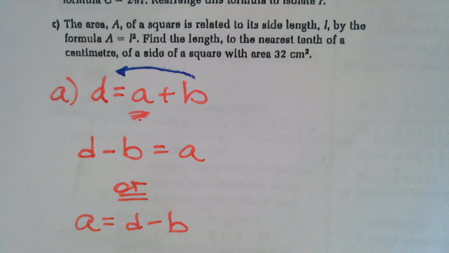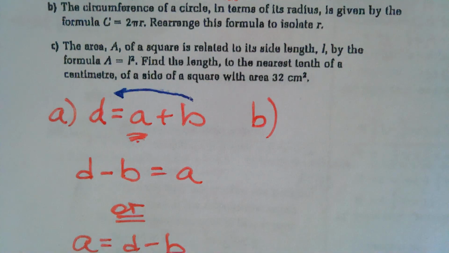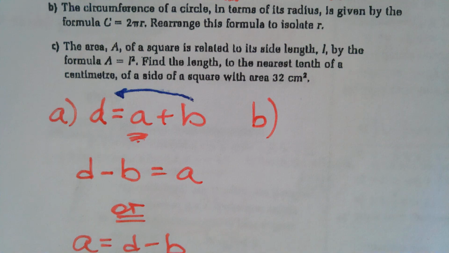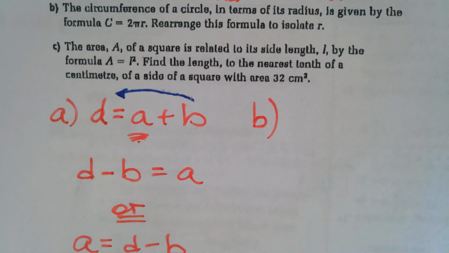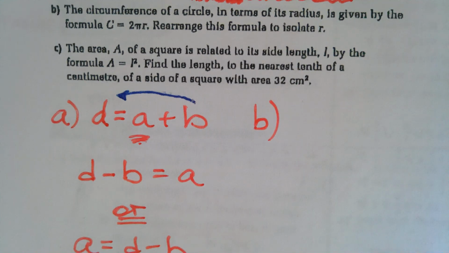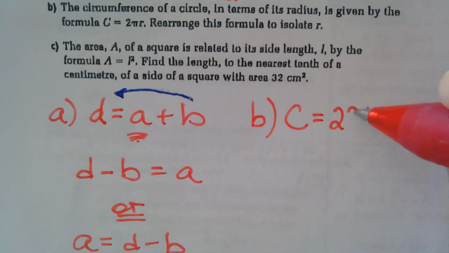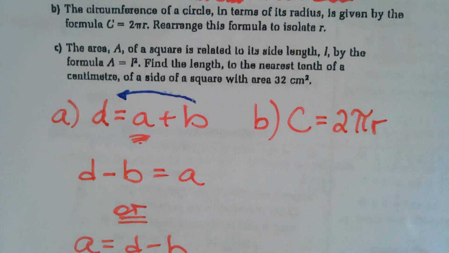Okay. So B, circumference of a circle. Who remembers the formula for circumference of a circle? Not pi r squared. I was going to say that a lot. What is pi r squared? Area. Every time I talk about a circle, that's all you guys remember, pi r squared. Remember the other one as well. C equals 2 pi r. That's the circumference, the perimeter of the circle.